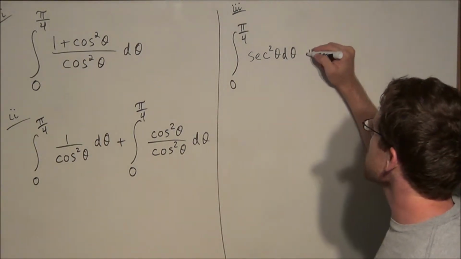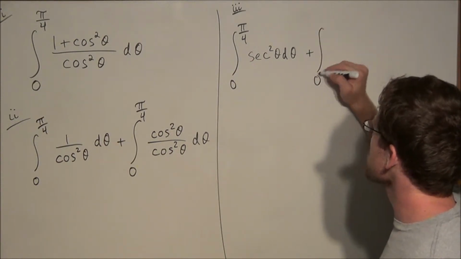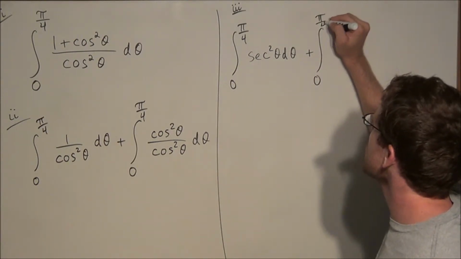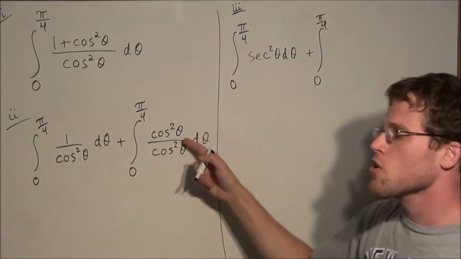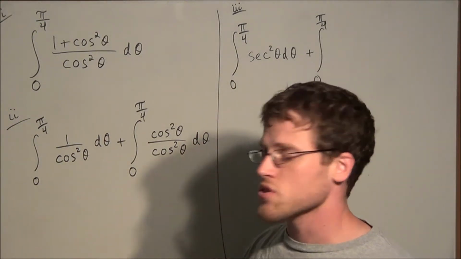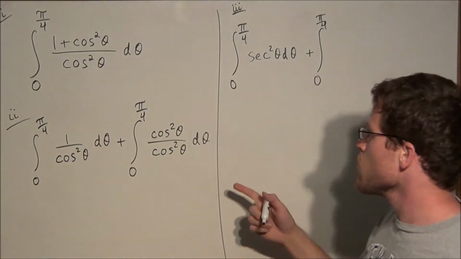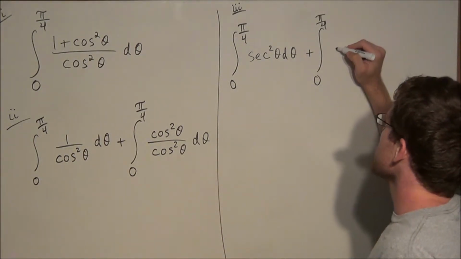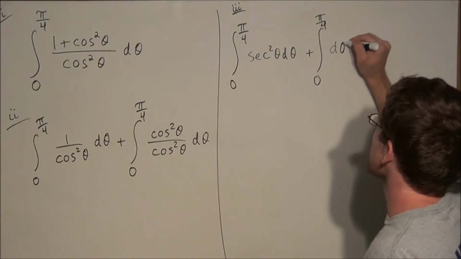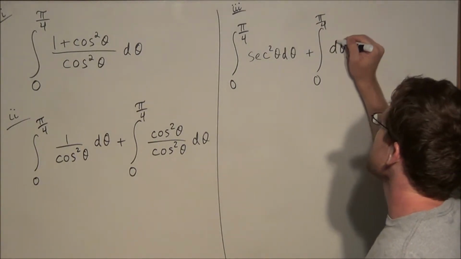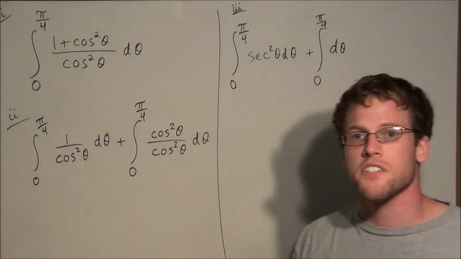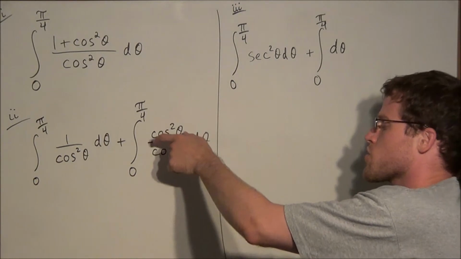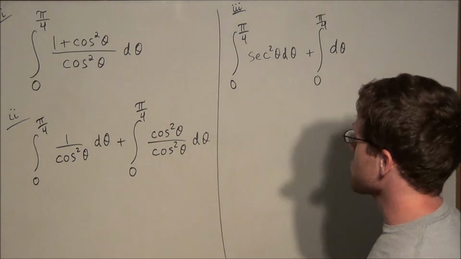And now we have plus the integral from 0 to pi over 4. But notice that cosine squared theta divided by cosine squared theta is equal to 1. So we could just rewrite the second integral as d theta. You can think of there being a 1 in front of the d theta, but cosine squared over cosine squared simply cancels out.